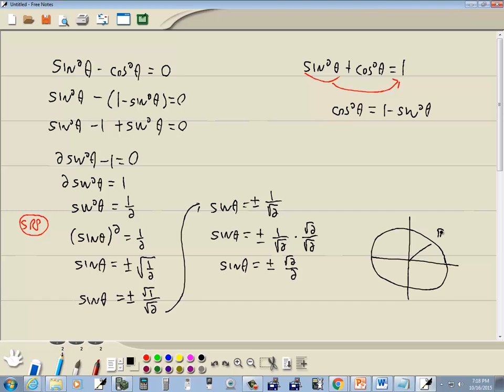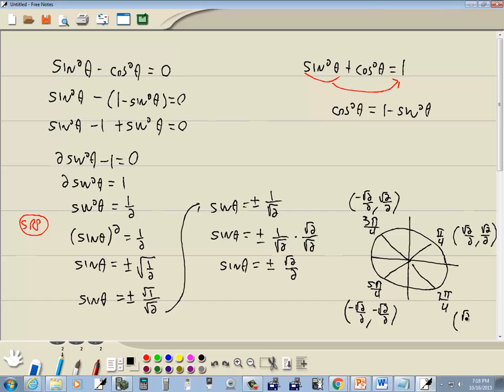We got on our unit circle, we got pi over 4, 3 pi over 4, 5 pi over 4, and 7 pi over 4. Pi over 4 is square root of 2 over 2, square root of 2 over 2. 3 pi over 4 is negative square root of 2 over 2 and square root of 2 over 2. 5 pi over 4 is negative square root of 2 over 2 and negative square root of 2 over 2. 7 pi over 4 is square root of 2 over 2 and negative square root of 2 over 2.